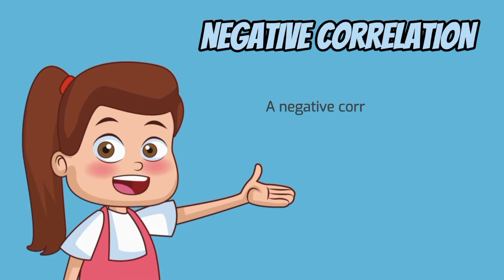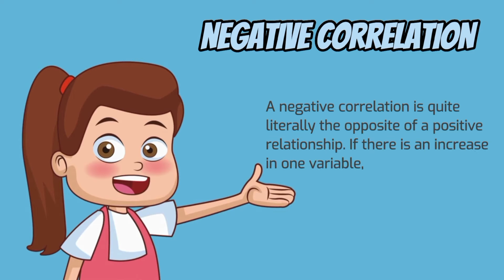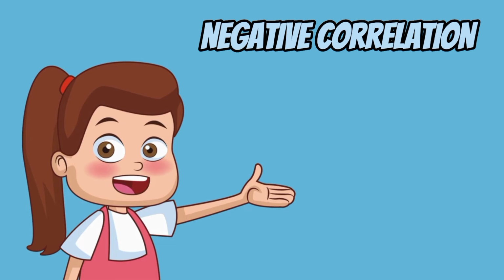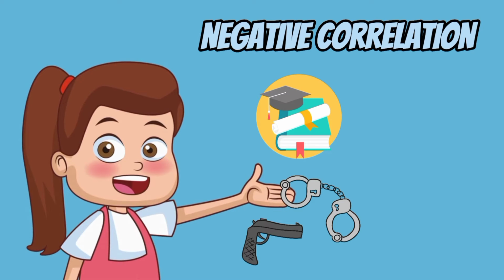Second is the negative correlation. A negative correlation is quite literally the opposite of a positive relationship. If there is an increase in one variable, the second variable will show a decrease and vice versa. For example, being educated might negatively correlate with the crime rate, when an increase in one variable leads to a decrease in another and vice versa. If a country's education level is improved, it can lower crime rates.